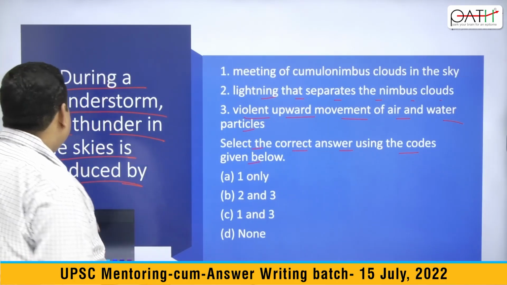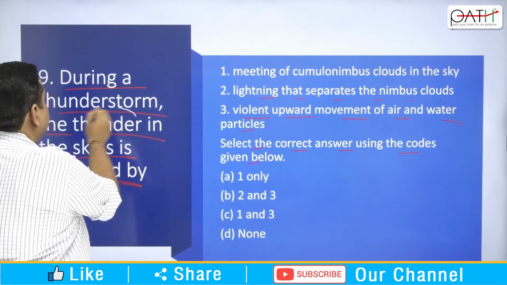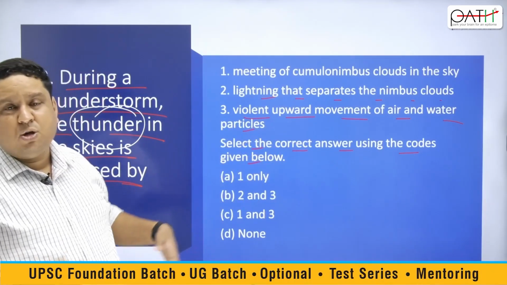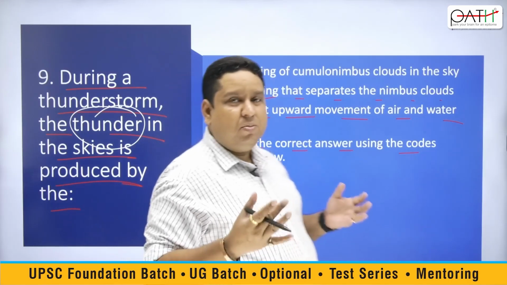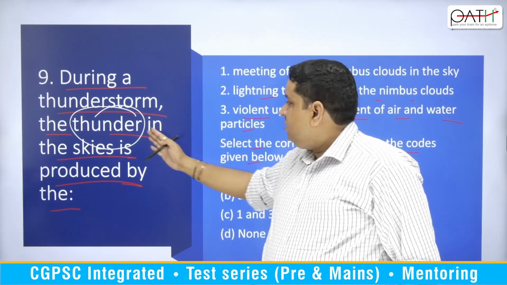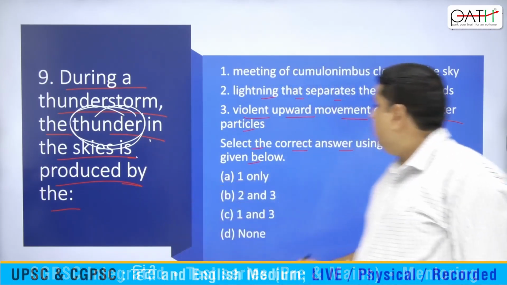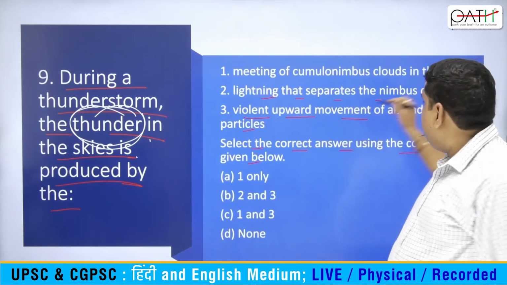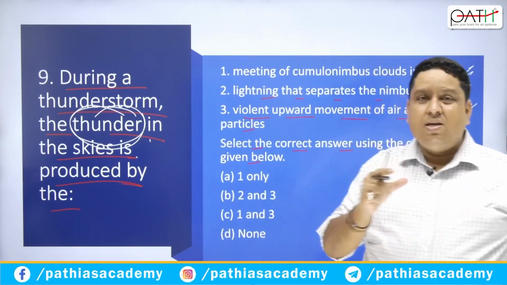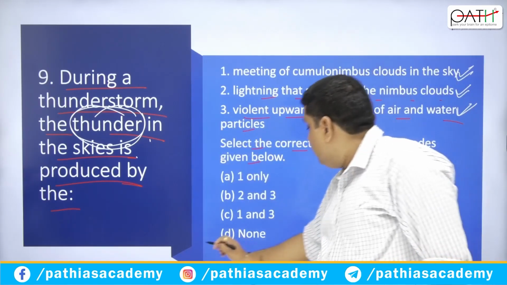Like what they are asking, they are asking about the thunder, that is, the sound that is made, right? They are asking about thunder, and what is written here is about the thunderstorm, how a thunderstorm is produced. So there is a difference between how a thunderstorm forms and how the thunder, that is the sound, comes out. During a thunderstorm, the thunder in the sky, so this is the keyword here, the thunder in the sky is produced by. All these statements written here are responsible for causing thunderstorms, but not for thunder. So from the point of view of thunder, these three statements will not suit here, so your answer will be option D, none.